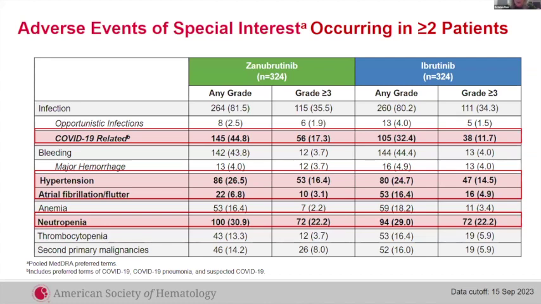Similarly, with hypertension, the rates between zanubrutinib and ibrutinib are basically the same. And again, with neutropenia, basically the same rates. So we're not actually seeing any improvement in terms of toxicity profile, particularly in bleeding and hypertension, when we're comparing zanubrutinib and ibrutinib. The difference, however, does seem to be in terms of atrial fibrillation, flutter, and other cardiac arrhythmias or significant cardiac events in zanubrutinib compared to ibrutinib.